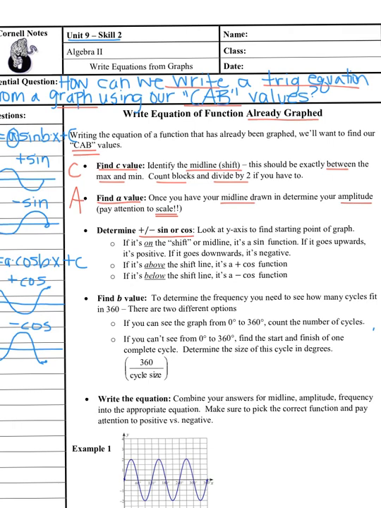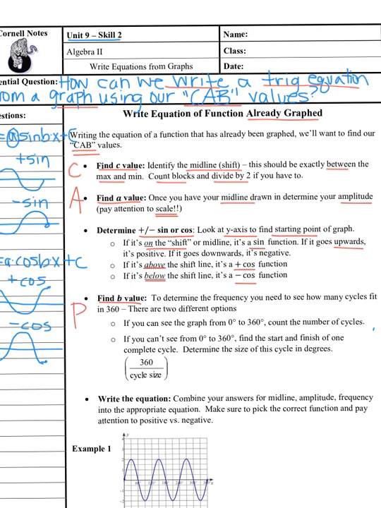So that's what we just took notes on the side to determine if it's a positive or a negative sine or cosine. So look at the y-axis to find the starting point of the graph. If it's on the shift line or the midline, it's a sine function. If it goes upwards, it's positive. If it goes downwards, it's negative. If it's above the shift line, then it's a positive cosine, and if it starts below the shift line, it's a negative cosine, okay? Then the last of the 3 numbers you're going to be finding is the B value.